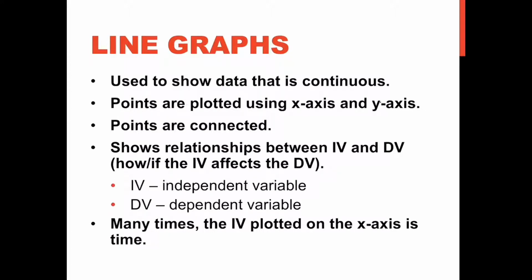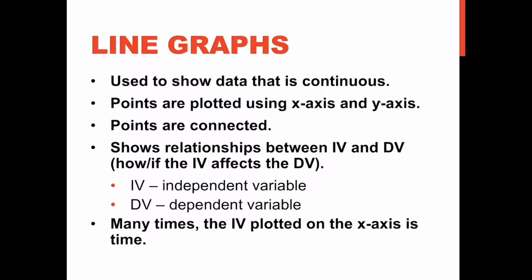Line graphs. These are used to show data that is continuous. Points are plotted using the X and Y axis. You connect your points, and it shows relationships between IV and DV. So IV, this is the independent variable. DV, this is the dependent variable. Remember back from the scientific method. Independent variable, this is what you are changing. The dependent variable, this is what is being changed due to what you have changed.